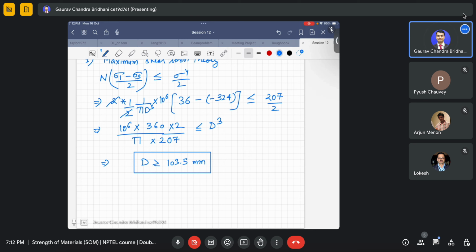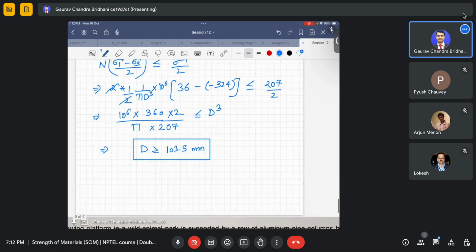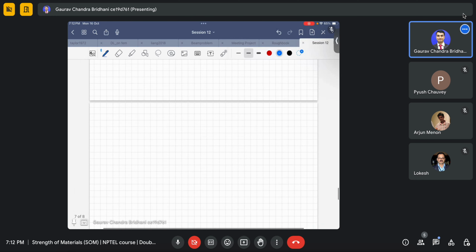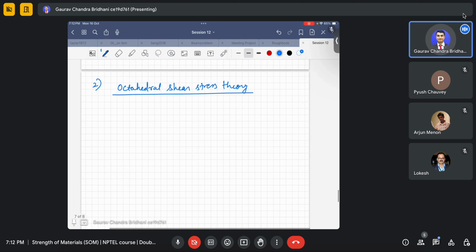So we have found this using the maximum shear stress theory. Now we'll go to the other one, that is the octahedral shear stress theory. I have just written the formulation. It is 1 by 3 of (sigma 1 minus sigma 2) whole square plus (sigma 2 minus sigma 3) whole square plus (sigma 3 minus sigma 1) whole square, to the power 1 by 2, should be less than or equal to root 2 by 3 sigma y.